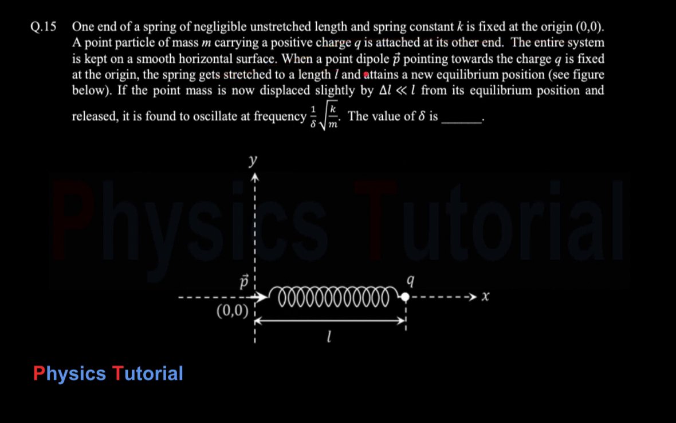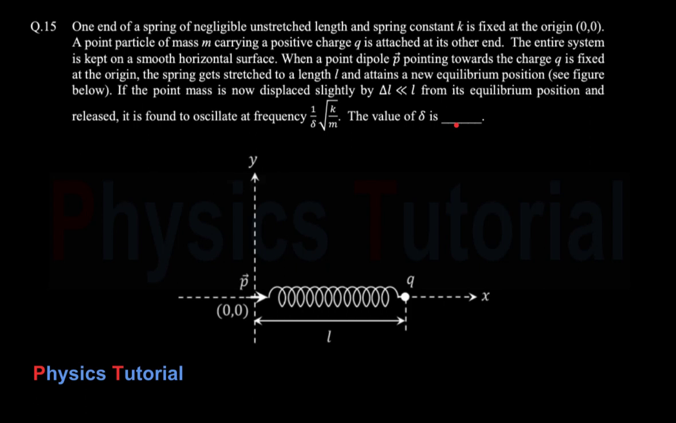When a point dipole p pointing towards the charge q is fixed at the origin, the spring gets stretched to length L and attains a new equilibrium position according to the figure. If the point mass is displaced slightly, delta L much less than L, from its equilibrium position and released, it is found to oscillate at the frequency 1 by delta, known as Kronecker delta, times root k by m. Then find the value of delta.